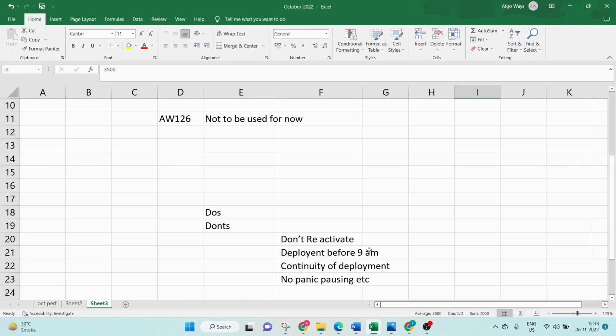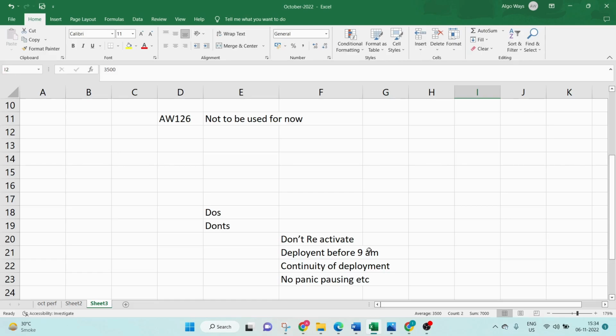The third point is that continuity of deployment should be maintained. What does that mean? We shall not pause the strategy if there are 1 or 2 or 3 losing days. We have to be very clear at the start itself that if it suits us, then only we should deploy. Because generally, people who stop or archive after 2-3 losses start again after a few days, and then unfortunately and invariably it will again have losses.